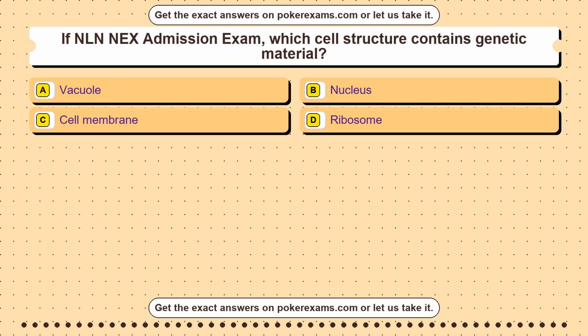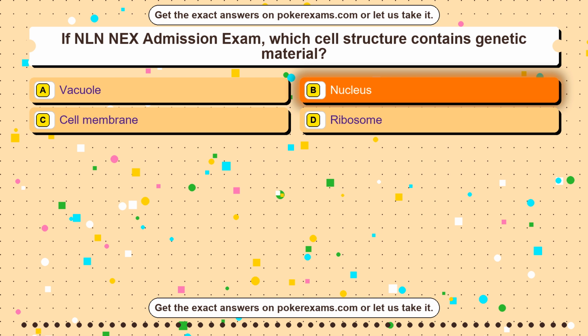Question 20. If NLN NEX Admission Exam, which cell structure contains genetic material? Option A vacuole. Option B nucleus. Option C cell membrane. Option D ribosome. The correct answer is option B.